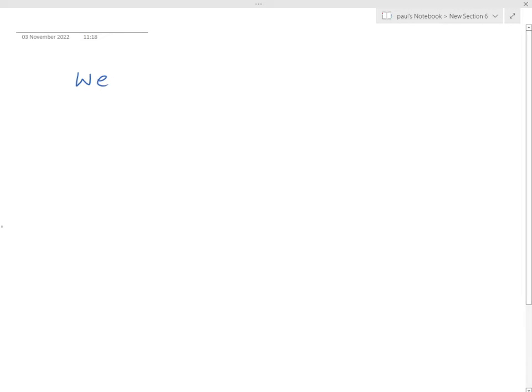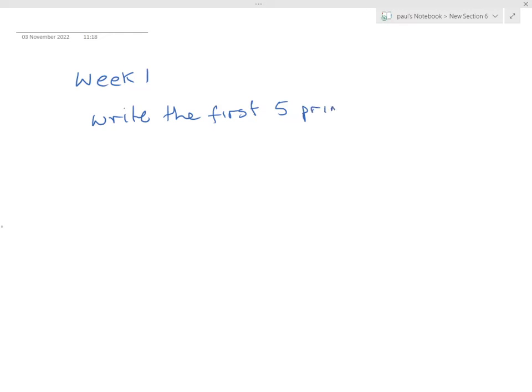So the first thing we did was from week 1, and we had: write the first 5 prime numbers. And remember, 1 is not a prime number, so it's 2, 3, 5, 7, and 11. And these are numbers that only have factors of 1 and itself.